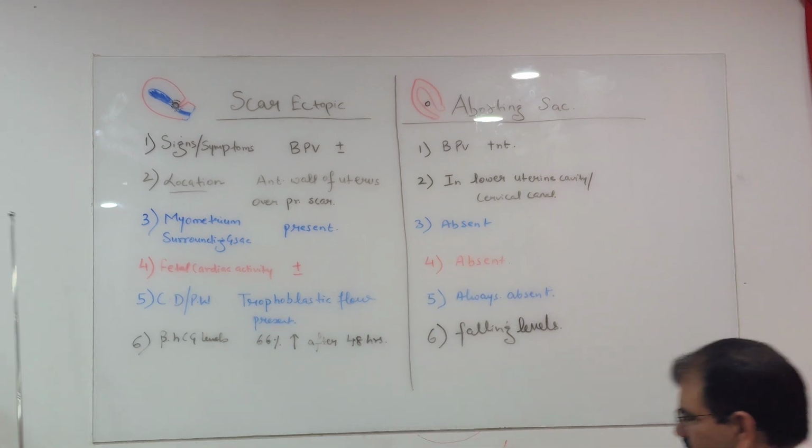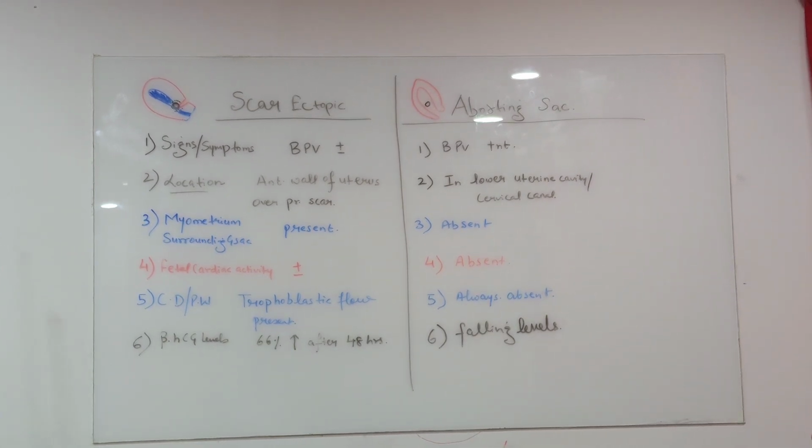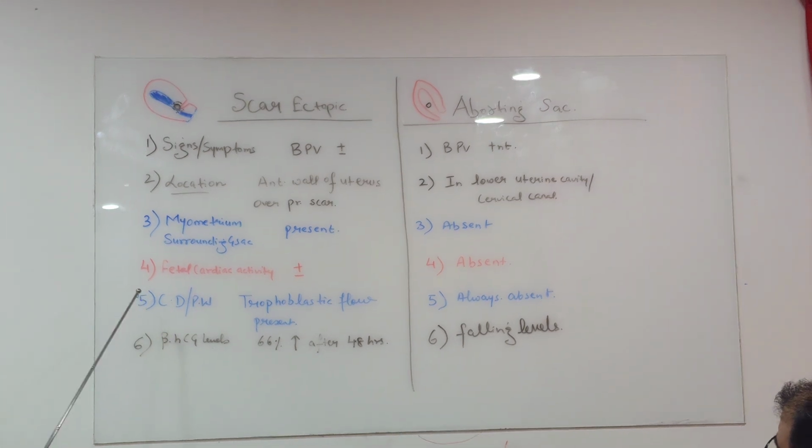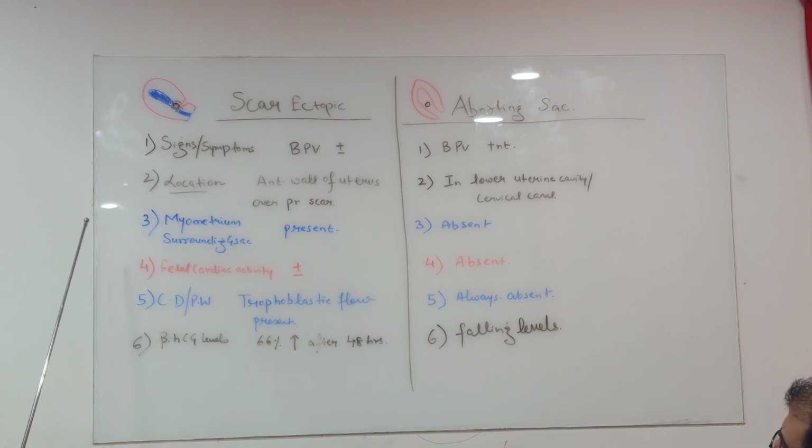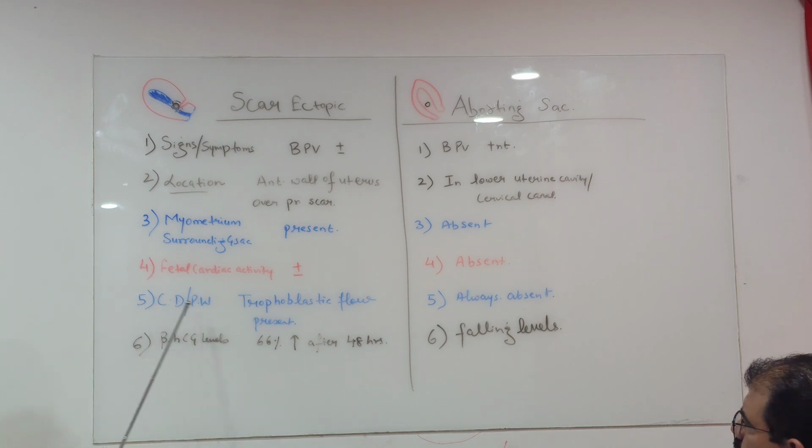Now, after completing our 2D scan, we will switch over to color Doppler or power Doppler. Although we are not using it for early pregnancy, as we are suspecting an abnormal pregnancy here, it is very important to rule out the nature of this pregnancy. So we have switched on power Doppler for this.